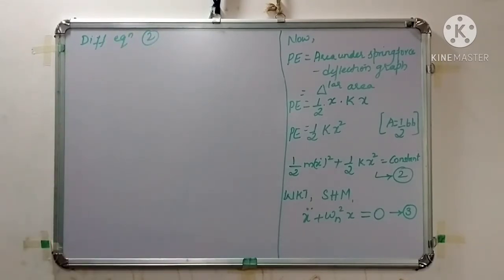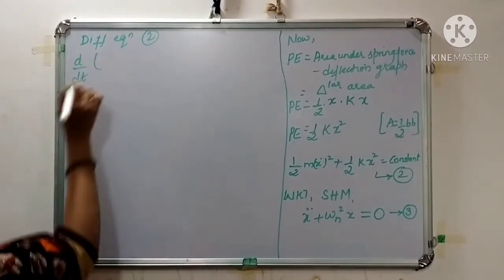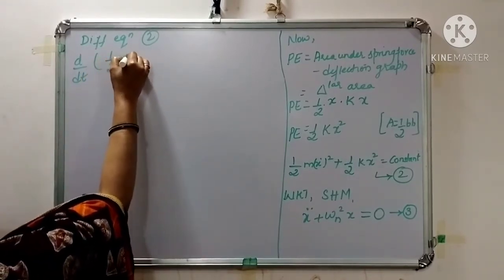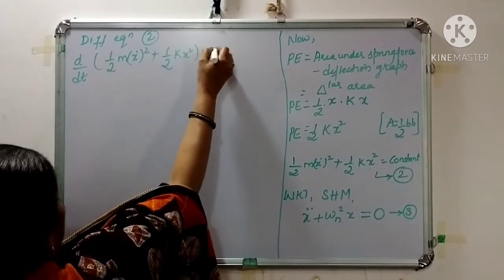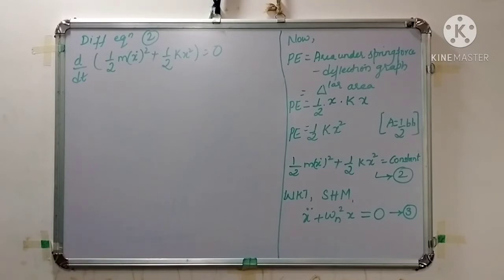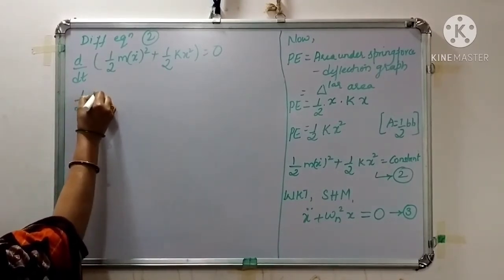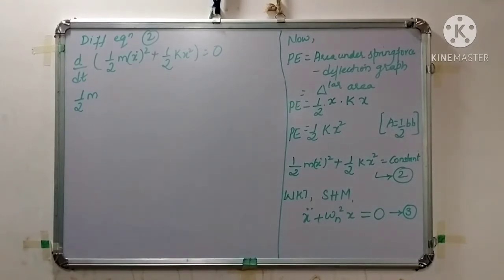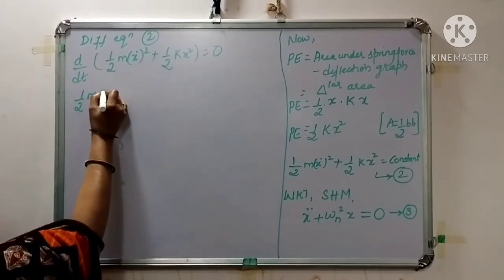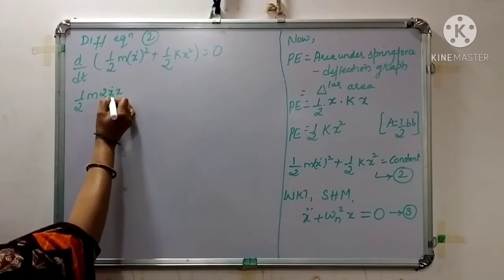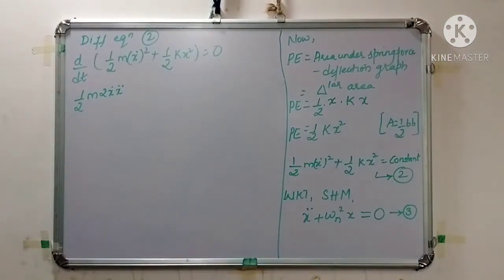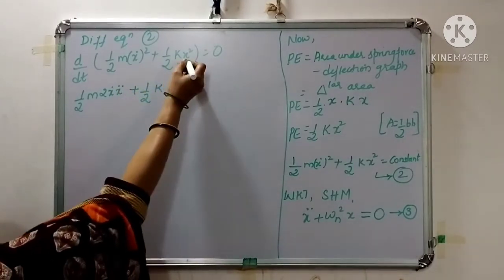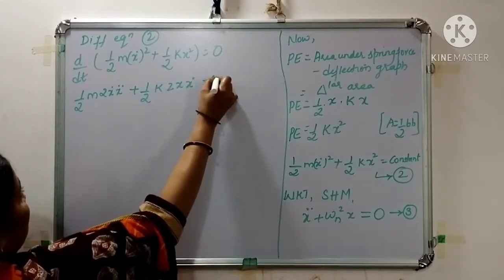If you differentiate equation number 2 with respect to t, what do you get? d by dt of 1 by 2 m x dot square plus half k x square is equal to 0. Now, we differentiate. You get 1 by 2 m. Differentiation of x dot square is 2 x dot, and differentiation of x dot is x double dot. So 1 by 2 m into 2 x dot x double dot plus 1 by 2 k. Differentiation of x square is 2x, into x dot, is equal to 0.